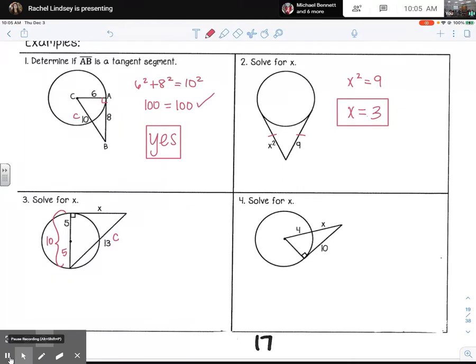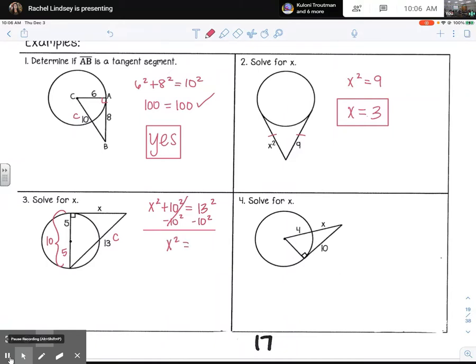So now I'm going to have a squared plus b squared equals c squared. So x squared plus 10 squared equals 13 squared. 169. So inverse operations, subtract that 10 squared. Remember, when you put that in the calculator, you need to be doing 13 squared minus 10 squared. Don't do 13 minus 10 then squared. It's going to give you the wrong answer.